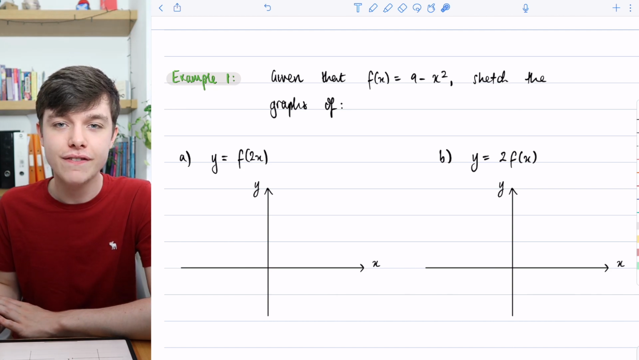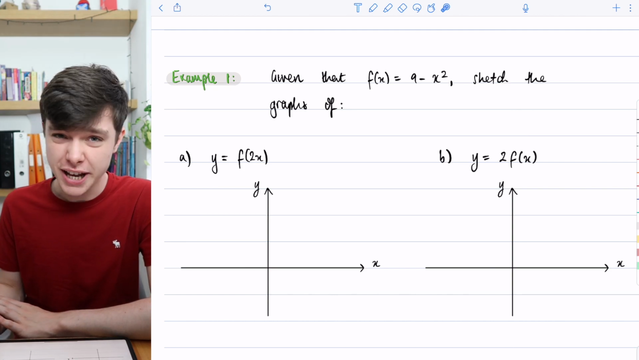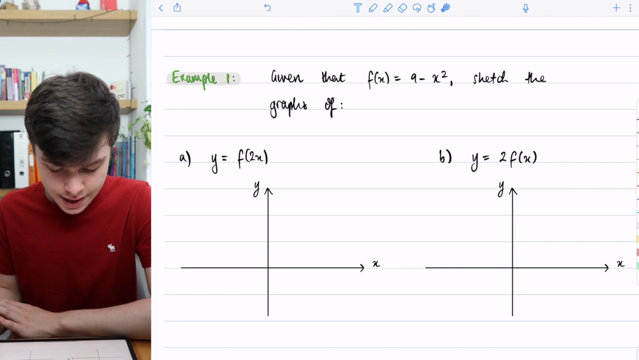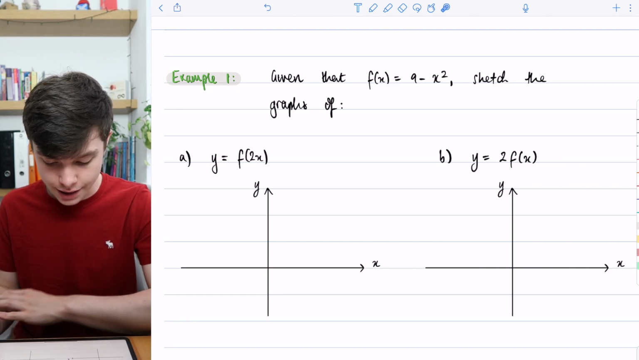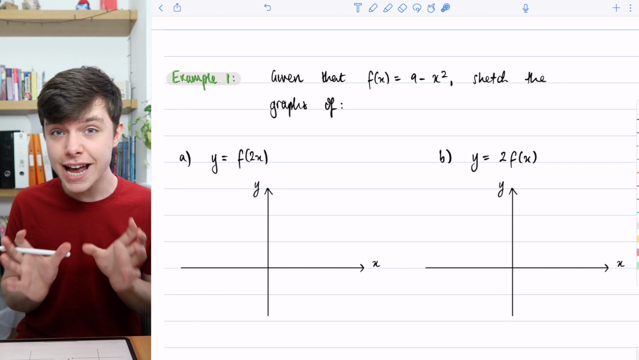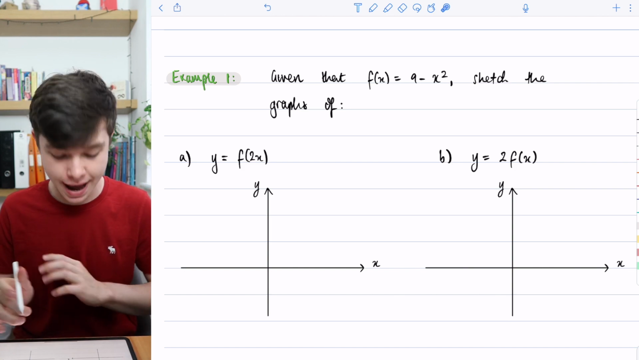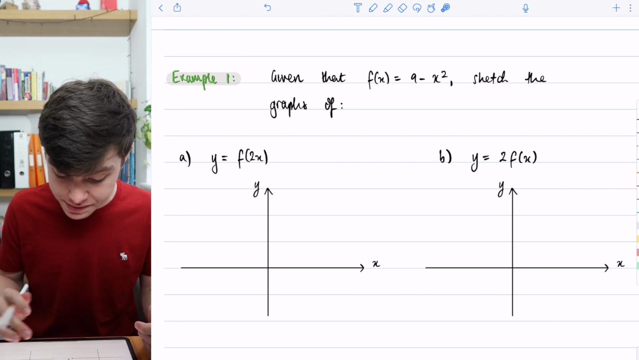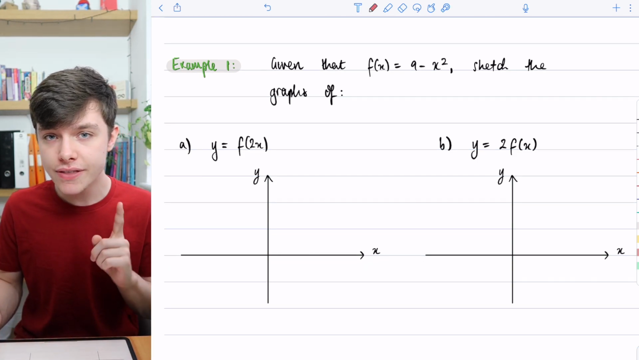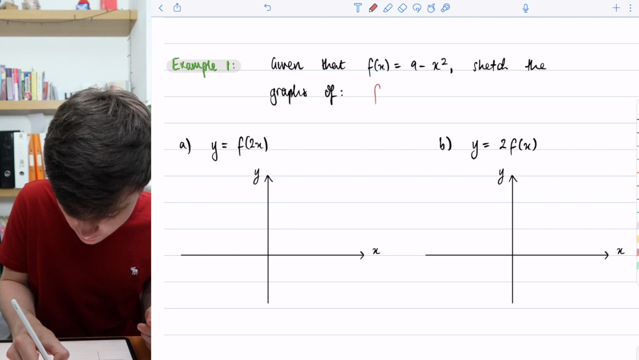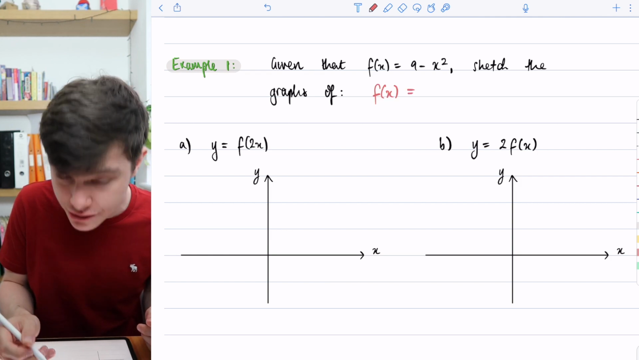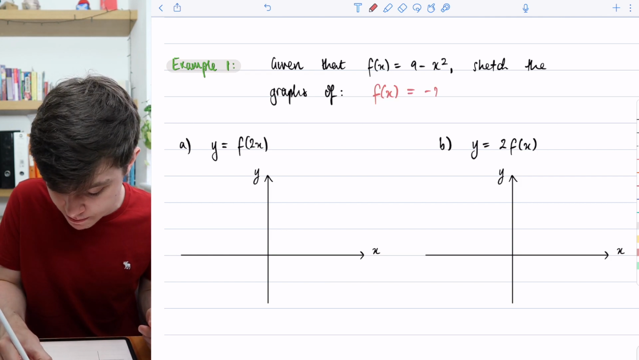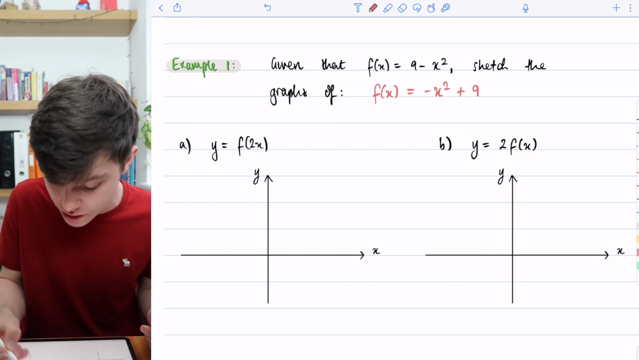Let's see whether you've had a go, and hopefully you managed to sketch the quadratic. 9 minus x squared is not that hard to sketch, and I'll sketch it twice. I'll do it on the same axes as I'm doing these two graphs. So let's start by sketching f of x. I'm going to write that in a different form. I'm going to write f of x with the x squared term first. So it's minus x squared plus 9.